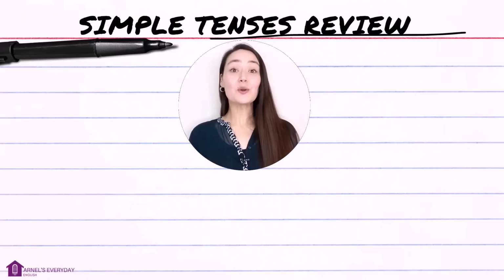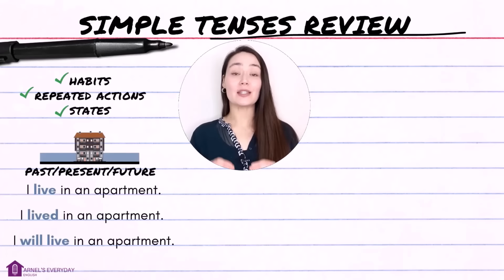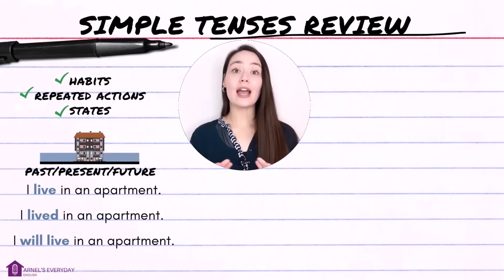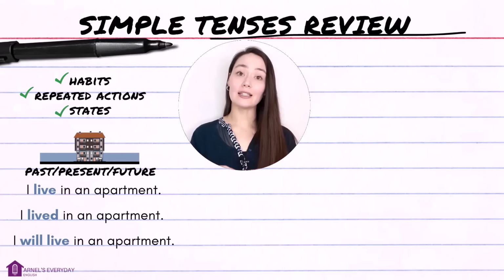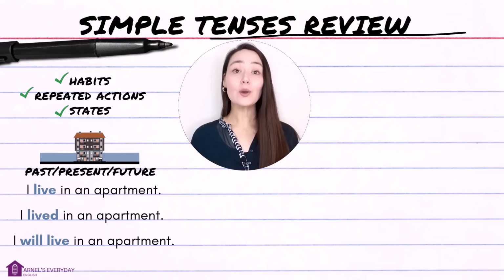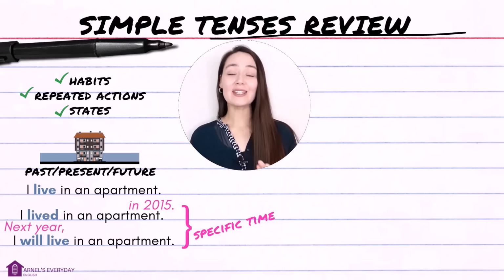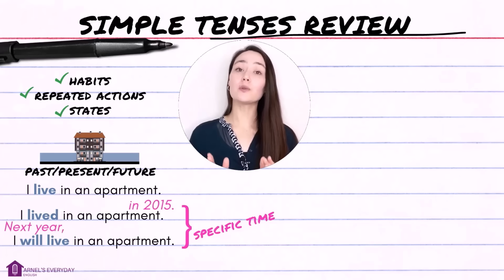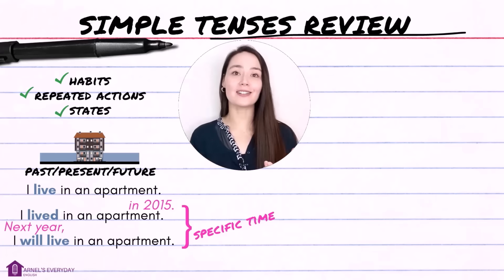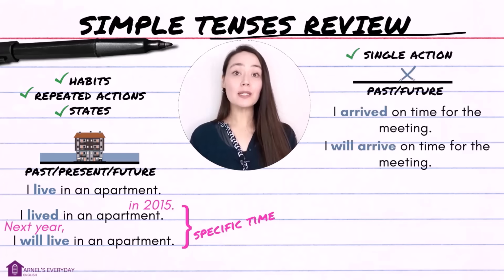Simple tenses review. We can use the simple tenses for habits, repeated actions, and states. I live in an apartment. I lived in an apartment. I will live in an apartment. With the past simple and the future simple, you do want to include a specific time, somewhere in the conversation or context. The past simple and the future simple can also be used for a single action.